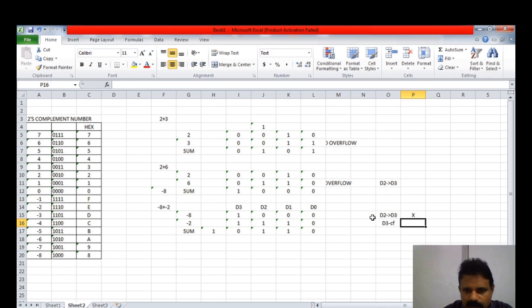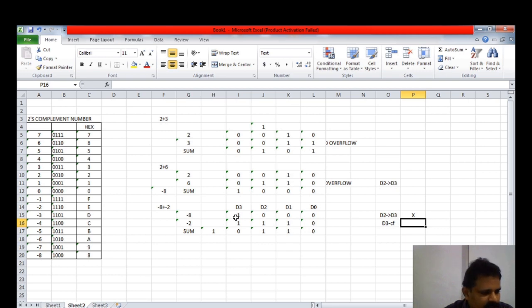So we can't say the overflow occurred on the basis of a carry flow from D2 to D3. Okay, see here, D2 to D3 carry never occurred, but an overflow occurred. So we can't tell it based only on a carry flow from D2 to D3.